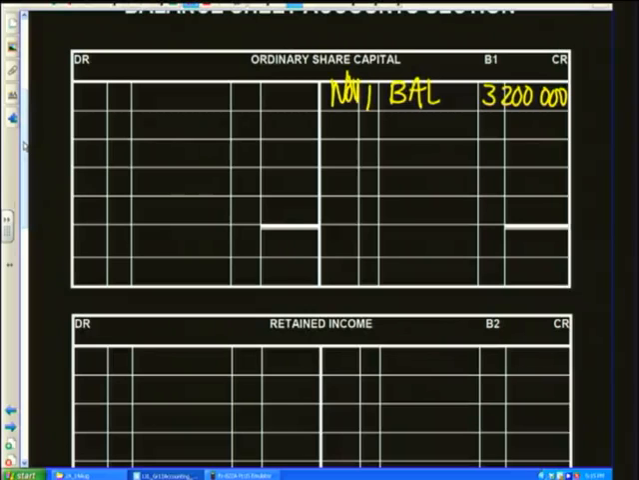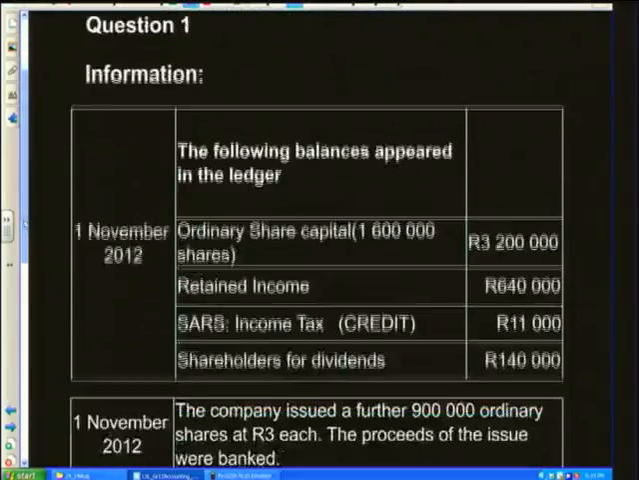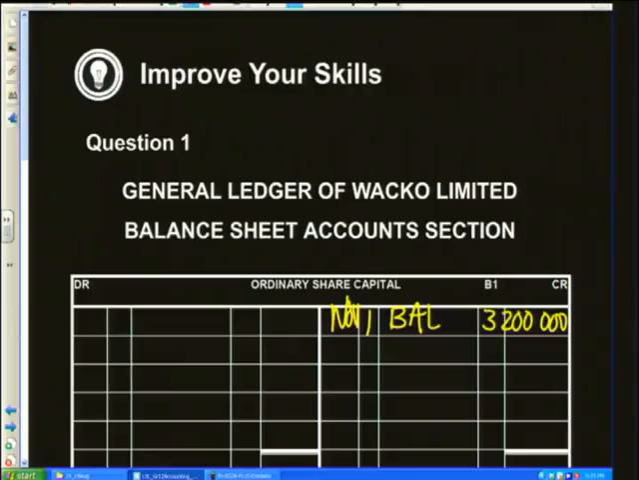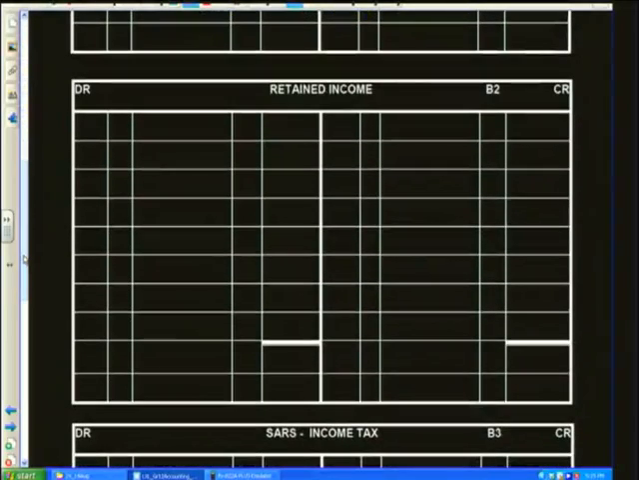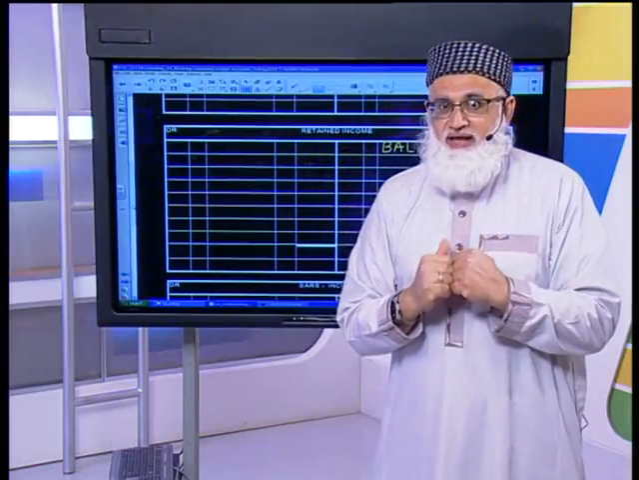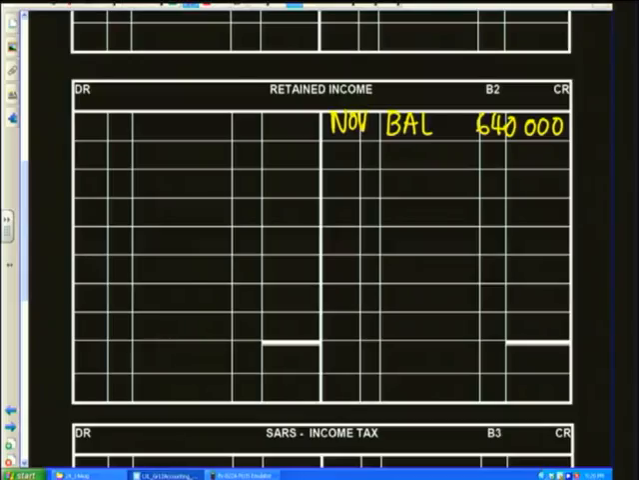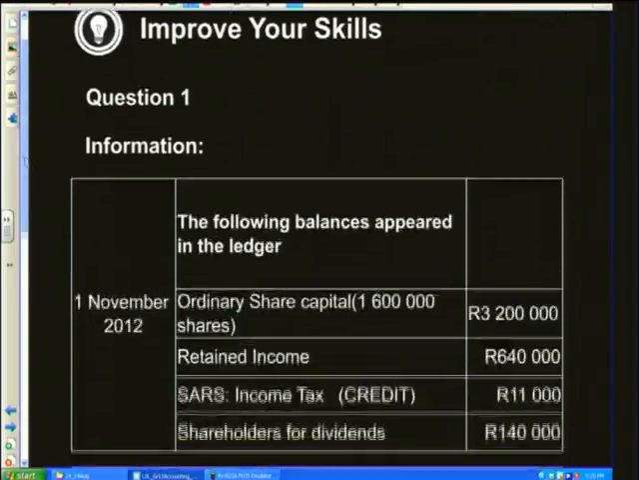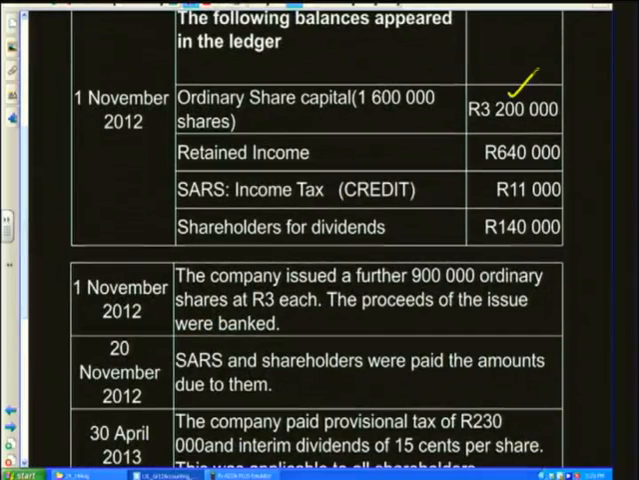The 1st, that's my opening balance in my ordinary share capital account. And then I need the balance of my retained income, and that balance was 640,000. Equity accounts have credit balances, and therefore, these are my two balances. So what am I doing? I'm taking the information, putting it into my given accounts, and in that way, I start my question. So we've done our opening balances in terms of the ordinary share capital. We've slotted it in, and we've slotted in the retained income.